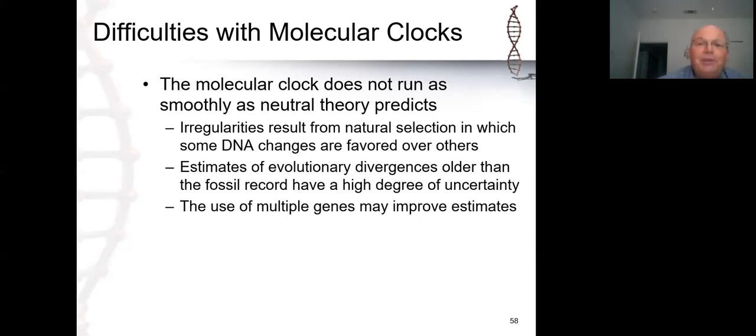So I've covered some of these irregularities already. So the irregularities in natural selection, favoring some DNA changes over others, that's basically pointing to the fact that only certain mutations are permitted, only certain substitutions are permitted, other substitutions cannot occur or are not allowed to, or are subject to selection.